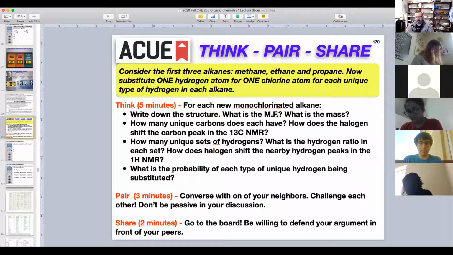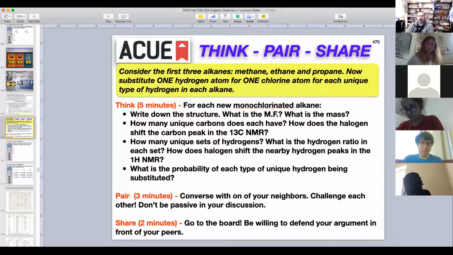How many carbon atoms does each have in the starting material and the product? How do you think the C13 chemical shift differs? The big thing for this chapter is how many unique sets of hydrogens are you starting with? What is the hydrogen ratio in each set? And then if you consider the proton NMR, how does the chlorine atom influence the chemical shift of the hydrogens?